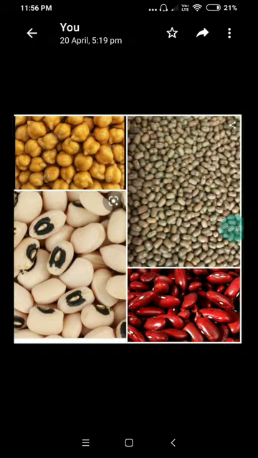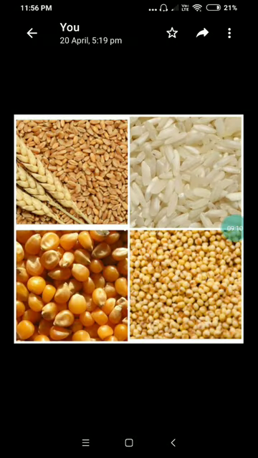Now let's see about cereals. Wheat, rice, maize, millet. Millet means bajra. Are also seeds and called as cereals. Cereals have high levels of carbohydrates. It means it is rich in carbohydrates, right?